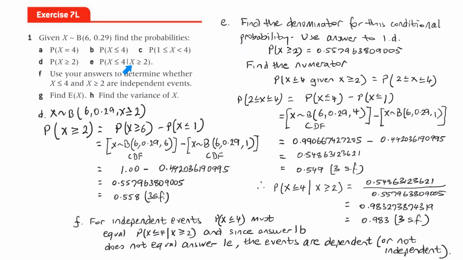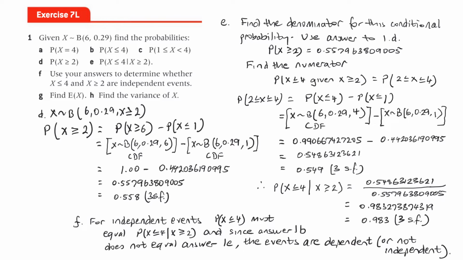For E, it's a conditional one, and the way you read that is the probability of x is less than or equal to 4, given that x is greater than or equal to 2. Remember, when we do conditional, we always focus on the denominator first, and that is going to be x is greater than or equal to 2, and we have that here. So find the denominator for this conditional probability. Use the answer to 1D, because 1D is x is greater than or equal to 2. So for 1D, we got this answer here, 0.557. Use it all, don't use the rounded one, use all. And then you've got that.